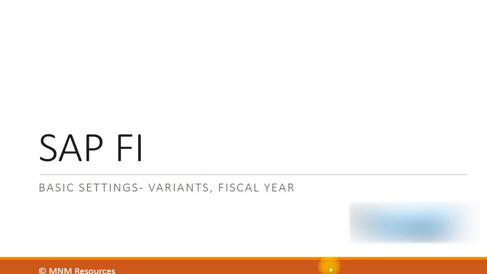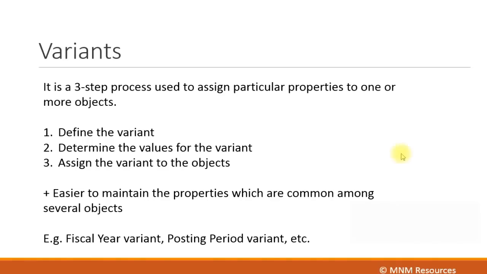Let's look at variance and fiscal year in this presentation. Variance is a three-step process used to assign particular properties to one or more objects. So let's look at the three steps in defining a variant.